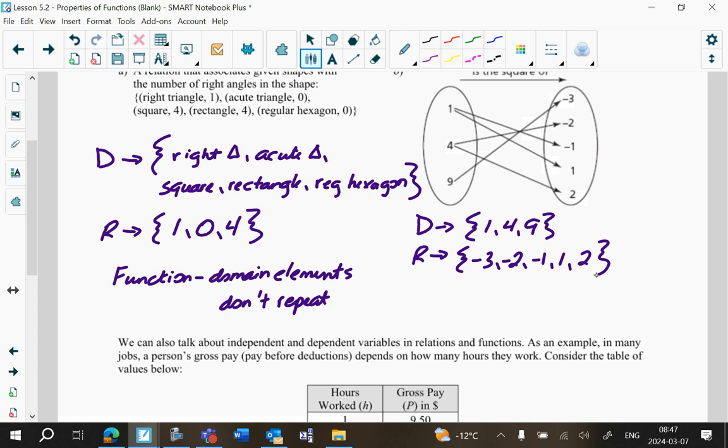Okay, so you got to look at this carefully. Is this a function? Look at the domain values. Why not? Because 1 is used twice, because it comes out twice. So is 4. Right. So, not a function, because domain elements repeat.